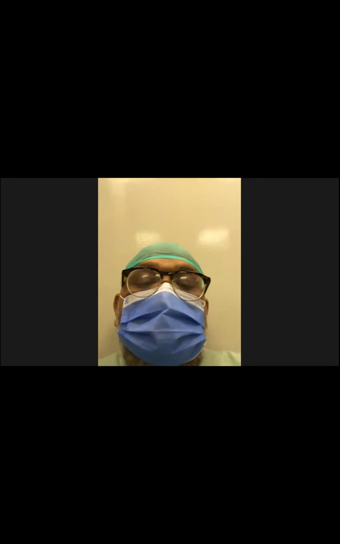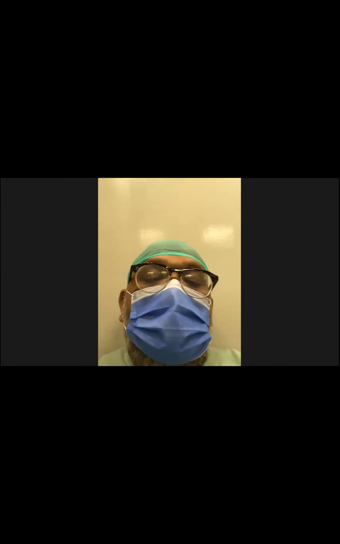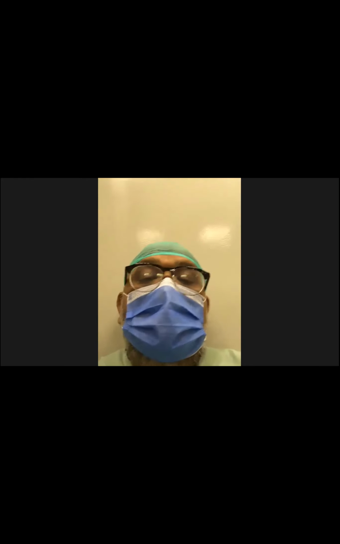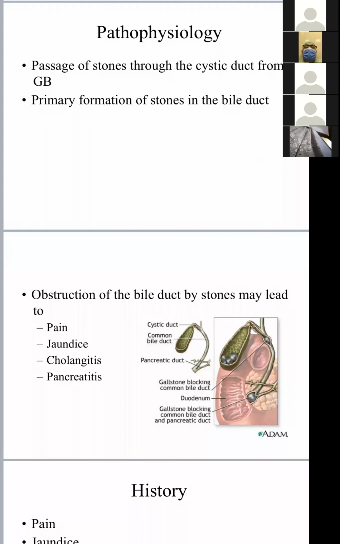Now, the treatment for... this is what I was telling you: pain, jaundice, cholangitis, and passage of stone can also cause pancreatitis. The treatment for symptomatic gallstones is initially when the patient comes, you will treat them.